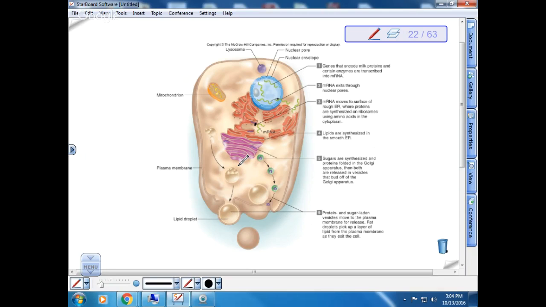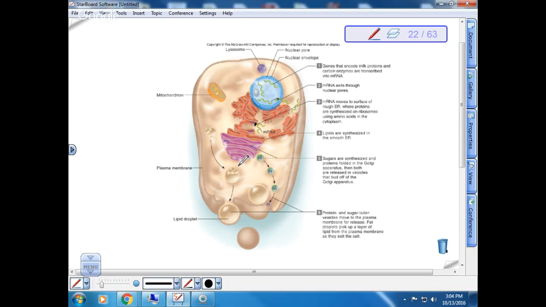Notice that it packages the protein, and then the protein travels, right, inside the cell, and then gets secreted to the outside. So all those proteins that we look at, antibodies, enzymes, and casein, they all get produced in this fashion, right? And they get secreted to the outside.